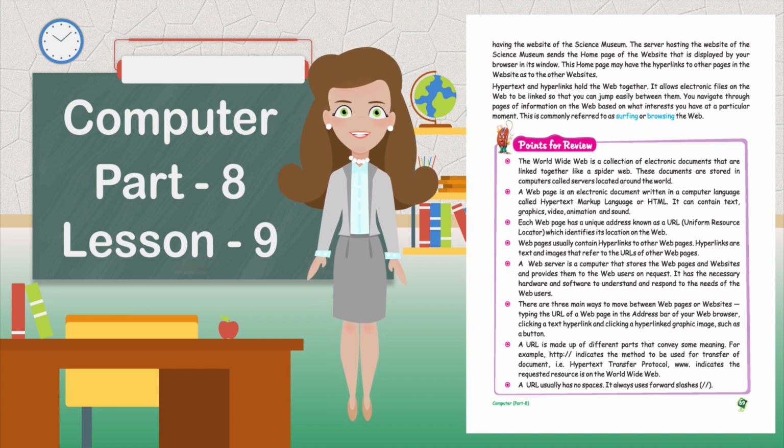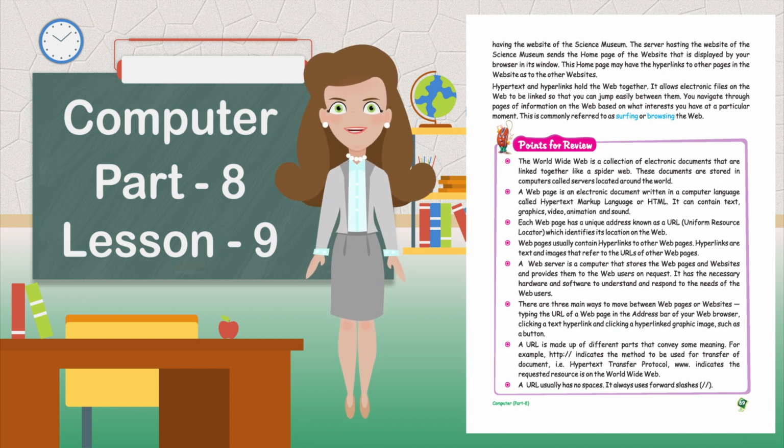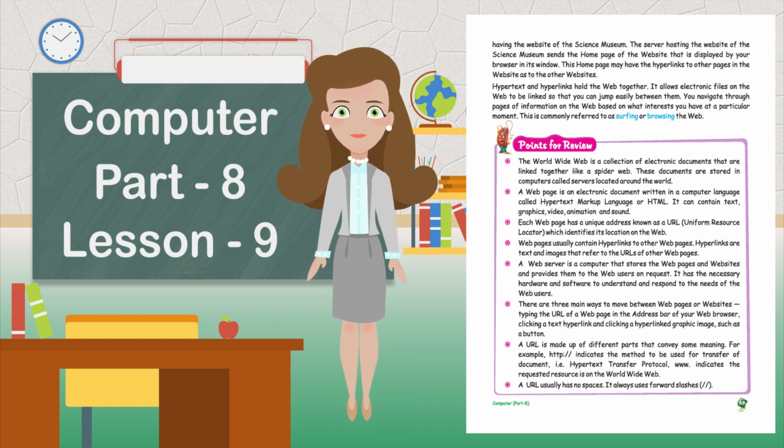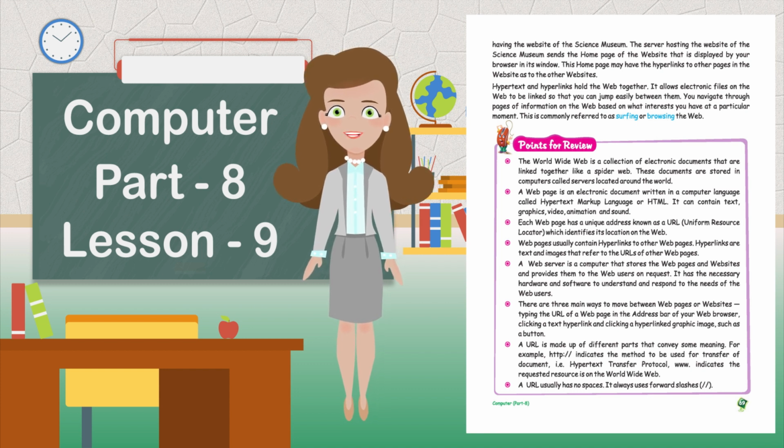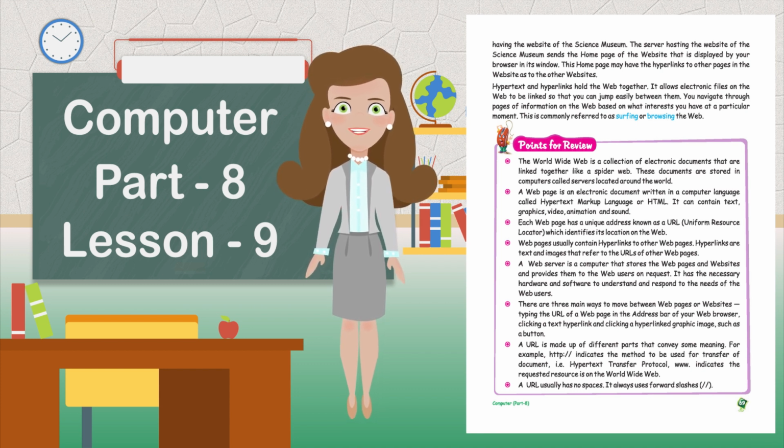A URL is made up of different parts that convey some meaning. For example, http:// indicates the method to be used for transfer of document, that is Hypertext Transfer Protocol. www. indicates the requested resource is on the World Wide Web. A URL usually has no spaces. It always uses forward slashes.